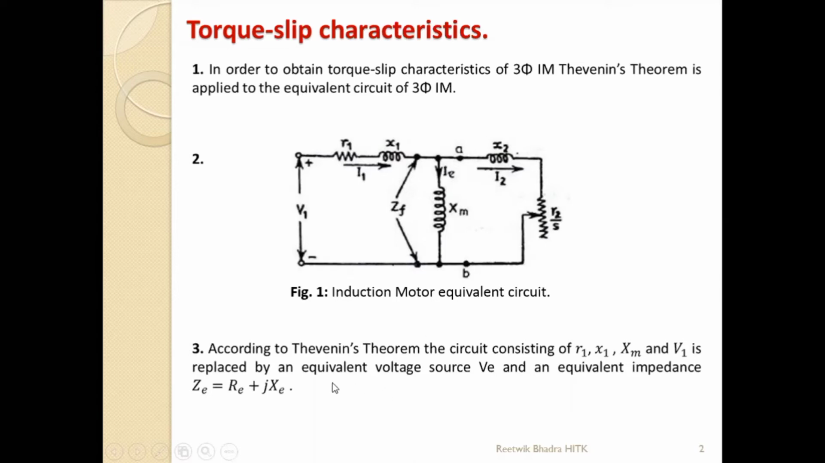So that is my third point that I have written. We will apply Thevenin's theorem in the circuit, which consists of R1, X1, Xm and V1, and that whole circuit will be replaced by a Thevenin's equivalent voltage VE, and an equivalent impedance ZE. You can write VTH, ZTH, whatever you want, and after that in series with the load resistance or load impedance, that is R2 by S and X2. So our objective is to implement Thevenin's theorem in this circuit given in point number 2, which is nothing but your induction motor equivalent circuit.